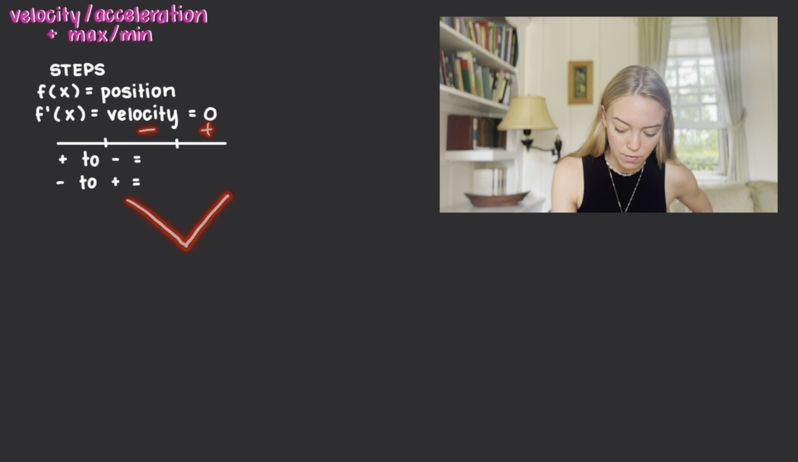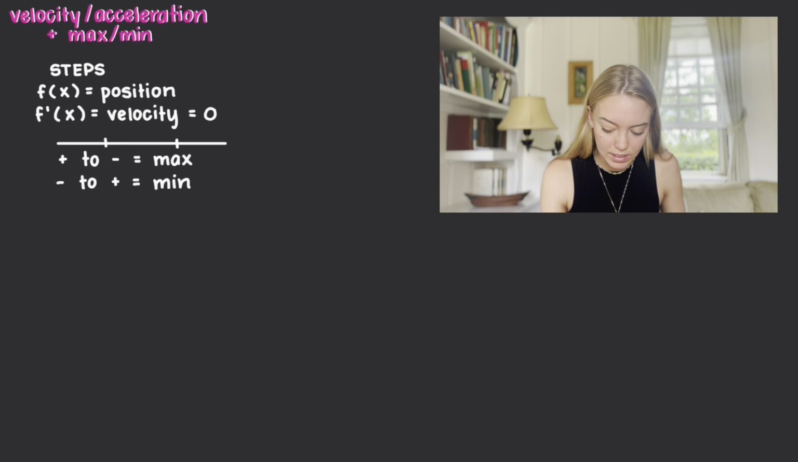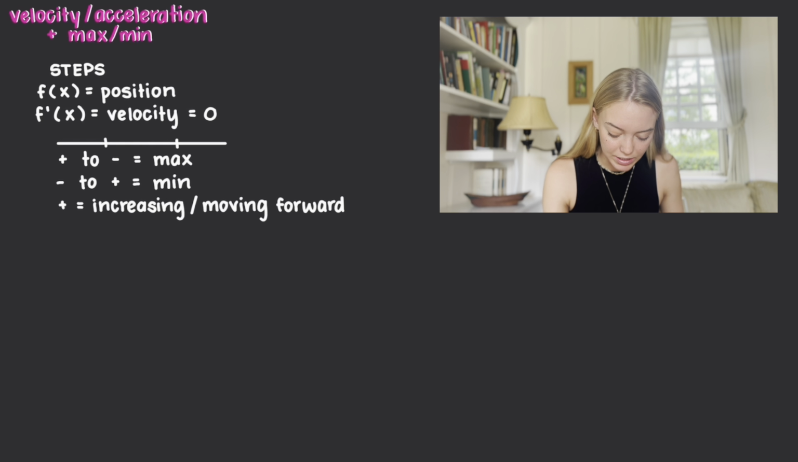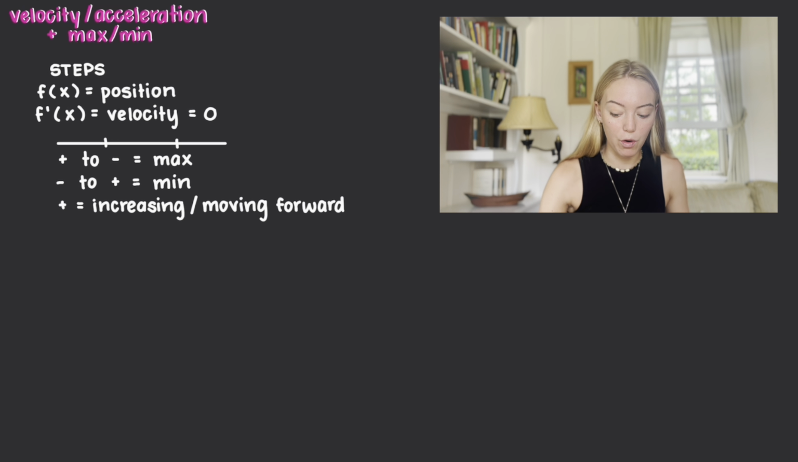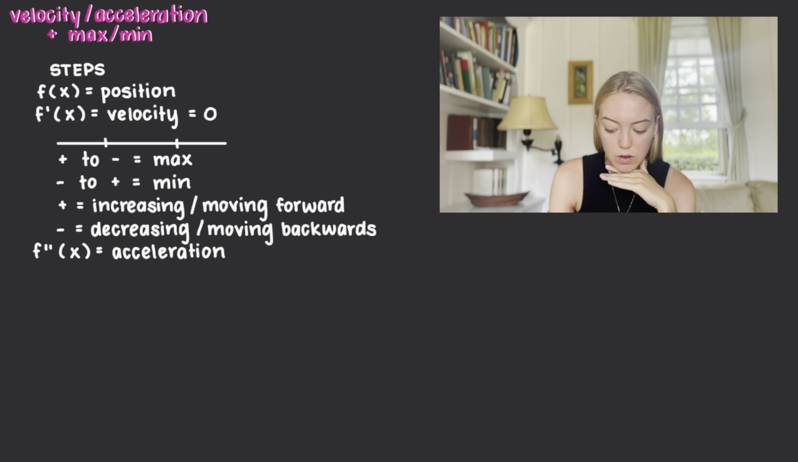Okay, cool. The next thing that I can ask you about is where is it increasing and decreasing? Well, it's increasing or moving forward wherever it's positive on the number line, and it's decreasing or moving backwards wherever it's negative. Okay, what's the next step? That's like all they can ask you regarding the velocity part of it. The next step is acceleration. Set it equal to 0, solve for x.